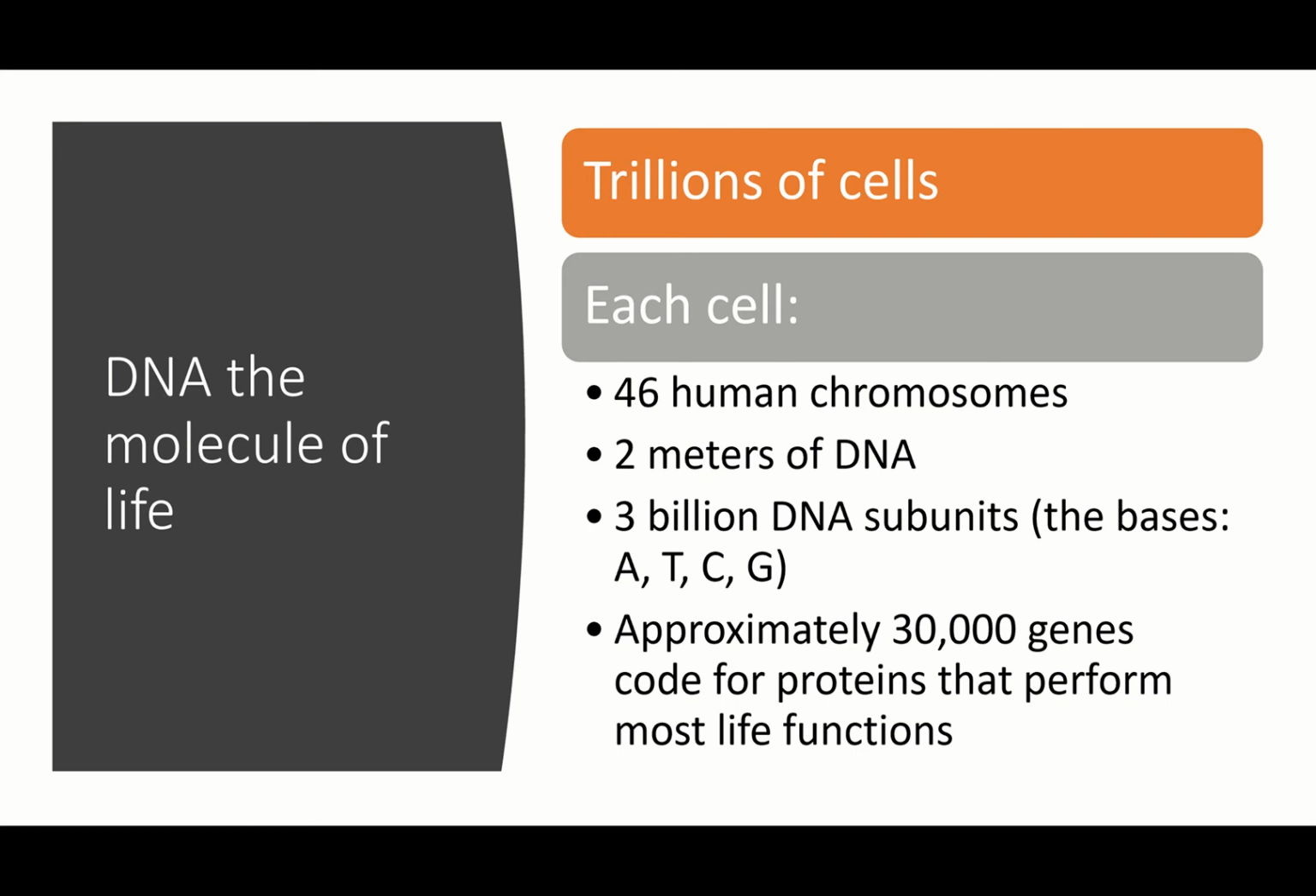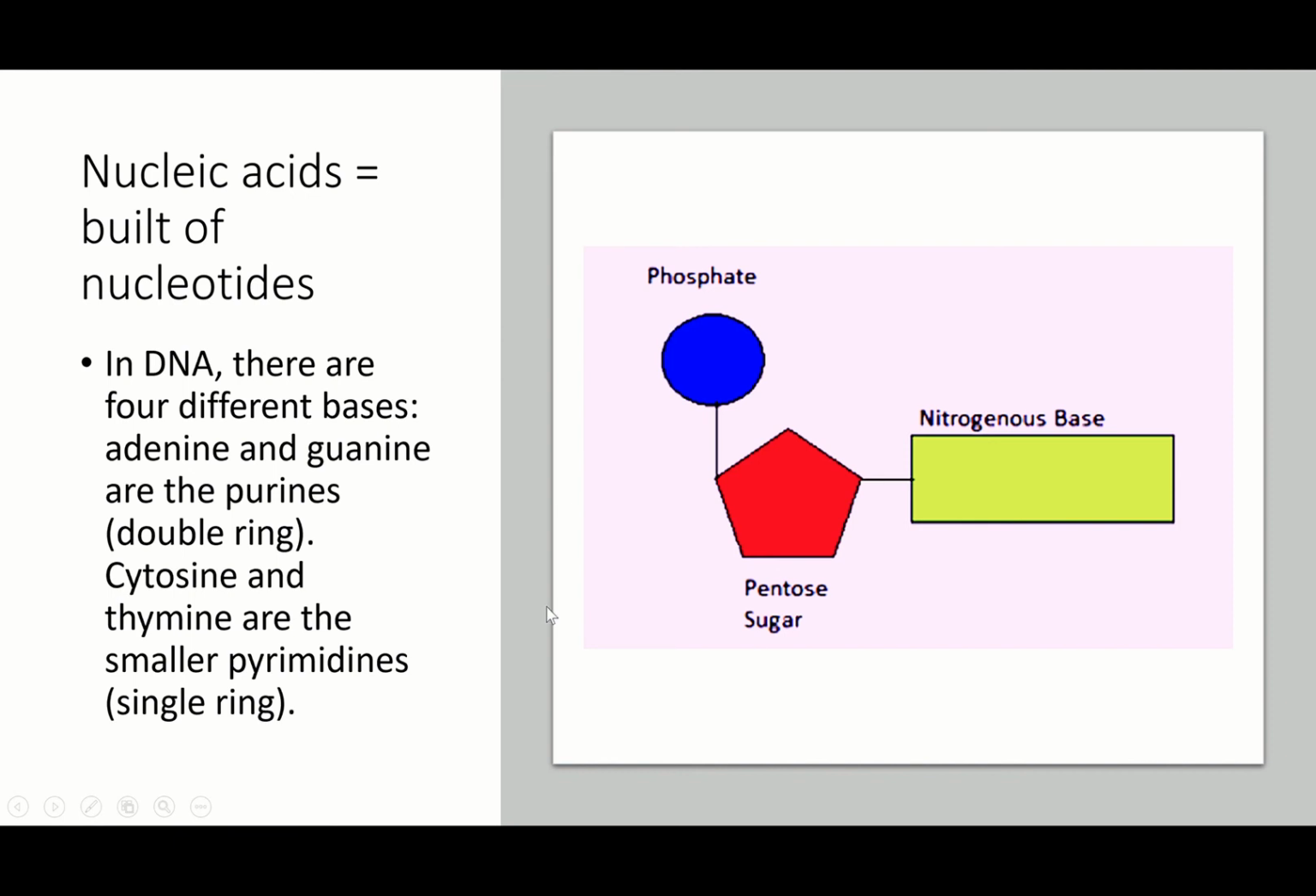This means they all contain the same information. They all have 2 meters of DNA and 3 billion DNA subunits. What this basically means is the bases. The bases are A, T, C, G in DNA. And there are approximately 30,000 genes coded for proteins that perform most life functions. So it's pretty complicated inside a thing that's very small that can only be seen through a microscope.